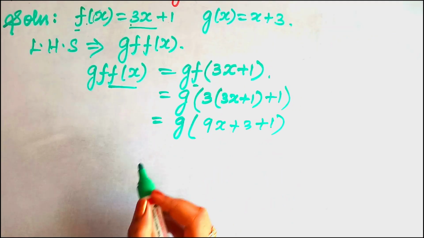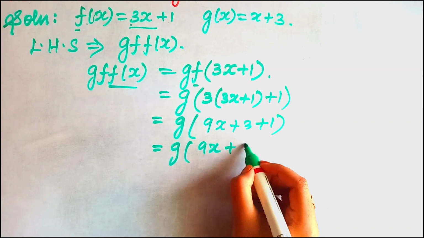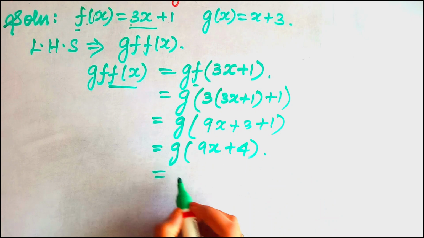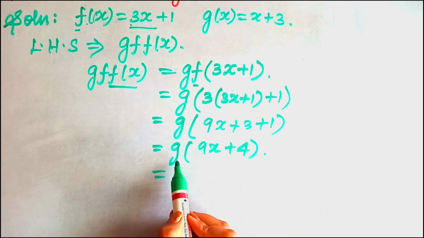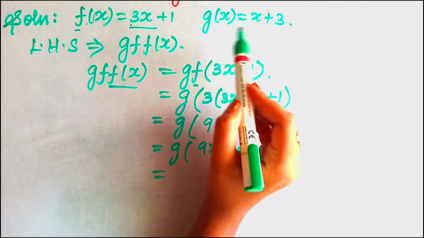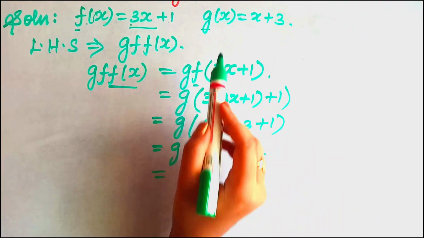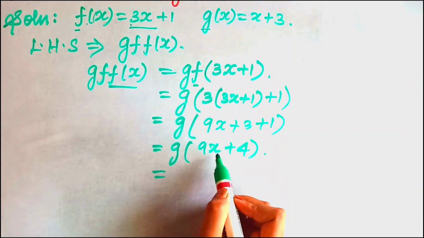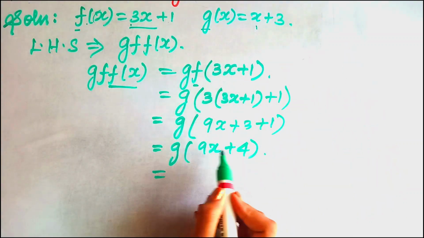Now let's find g of f of x, that is g of 9x plus 4, right? The function is g, so we have to find the function g. Here there is a g of x, so instead of x there is 9x plus 4, right?